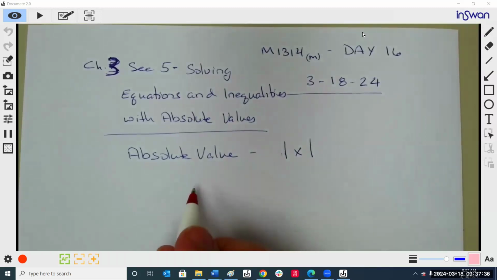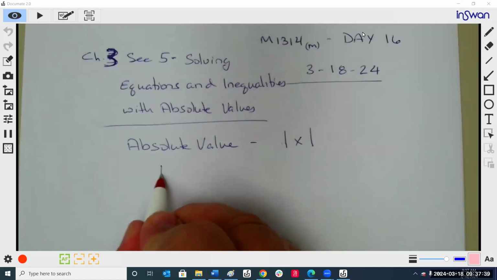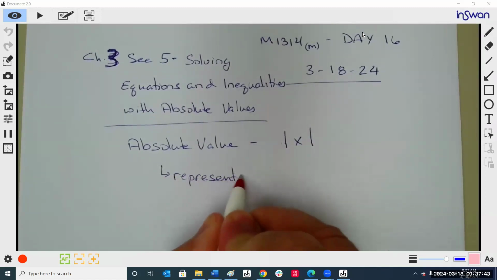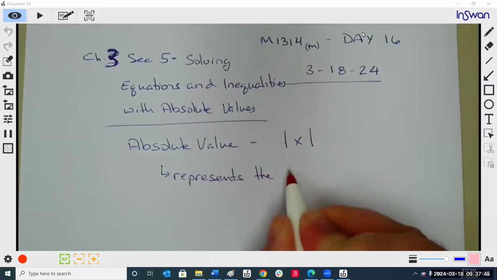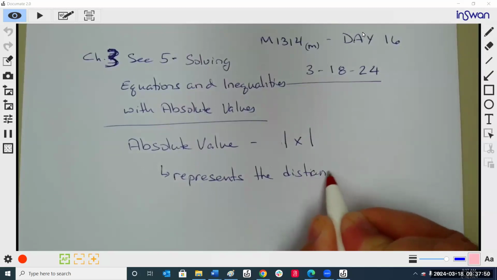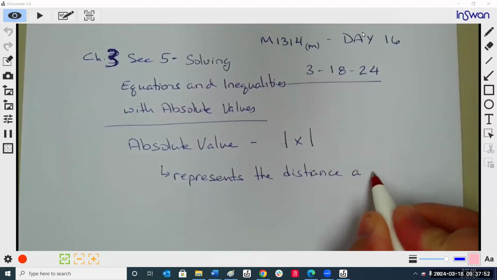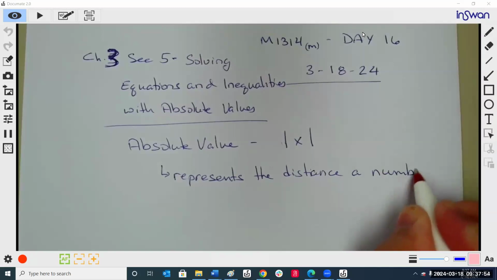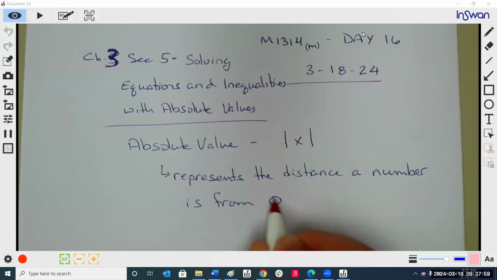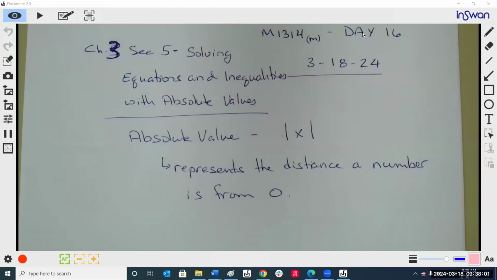The absolute value actually represents the distance a number is from 0. So that's what the absolute value is all about.